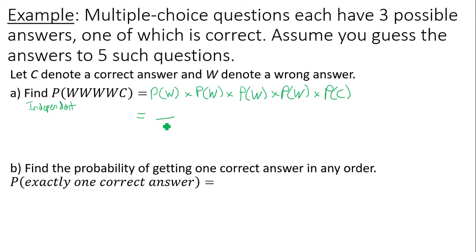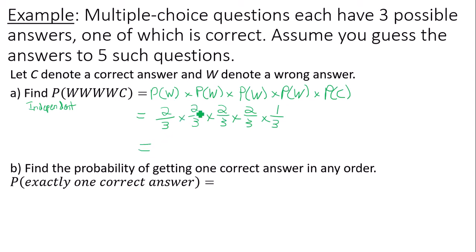So remember, for each question, you have three choices to pick from. How many are wrong? How many are correct? Well, there's two ways to get the question wrong, only one way to get it right. So 2/3. Probability of getting the second question wrong, 2/3. Third question wrong, 2/3. Fourth question wrong, 2/3. Fifth question correct. Probability of getting the fifth question correct is 1/3.